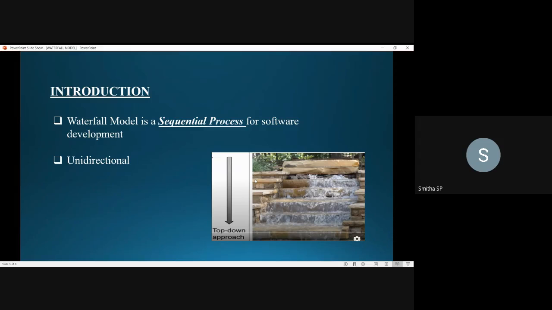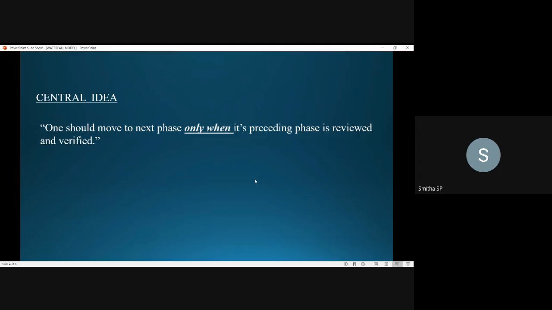It's a linear sequential process for software development. That means no iteration is possible during the execution of the waterfall model. This approach is one directional, that is, downwards, like a waterfall. The central idea behind this model is that one should move to the next phase only when its preceding phase is completed. The waterfall model is one of the oldest approaches. This model executes step by step.